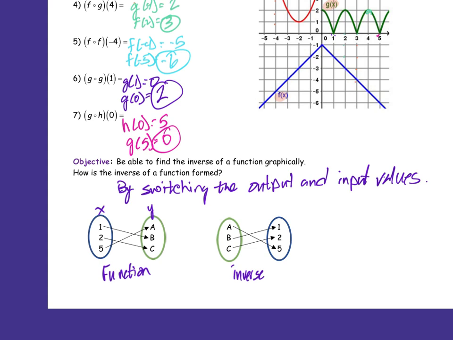So if I have a set of ordered pairs, I would switch my x and my y's. If I had a graph, I would switch my x and y's and regraph it. So this is a mapping graph. And we'll get to how to do an equation in a minute, but it's pretty much the same thing. I'm going to switch my x and my y's. So I'm going to switch the output and input values, or my x's and my y's.